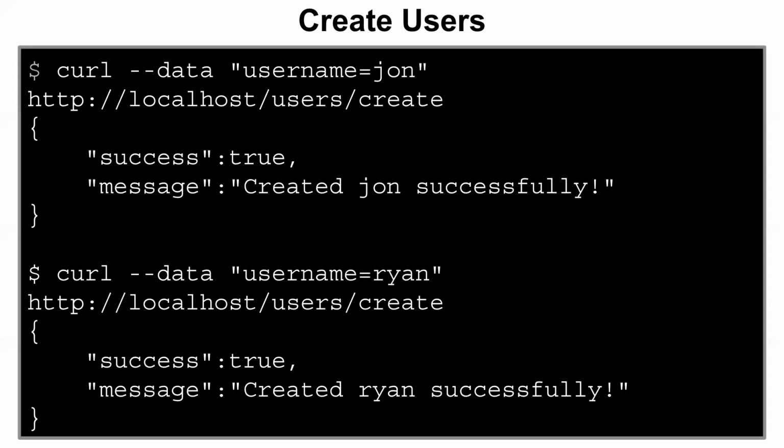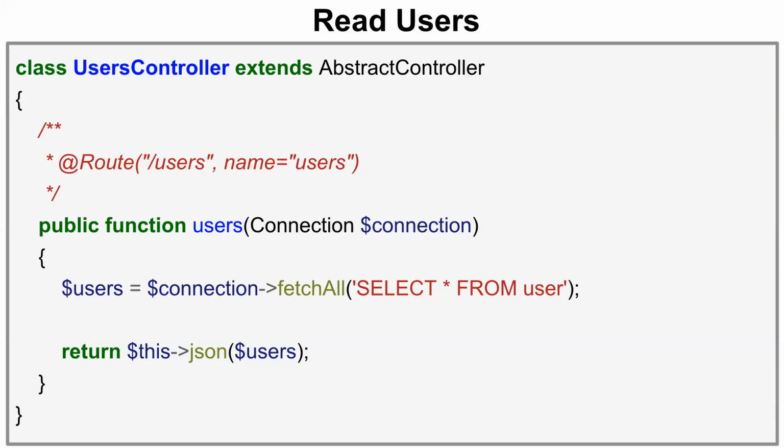So now let's look at what that looks like when we actually execute that action from the command line with curl. You'll see that I execute the user's create path with a post parameter named username with a value of John, and the message that I get back is created John successfully. So I'll go ahead and create another user too, a user with a username Ryan. So now we have 2 users in our database.